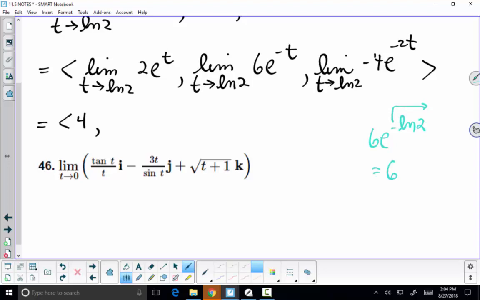So you're going to have 6e to the ln of 1/2. Because that negative 1 comes up on the 2 as a reciprocal, we'll get that to be 1/2. Those collapse, so we get 6 times 1/2, which is 3. So that'll be our middle component.